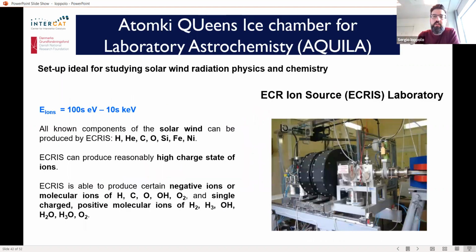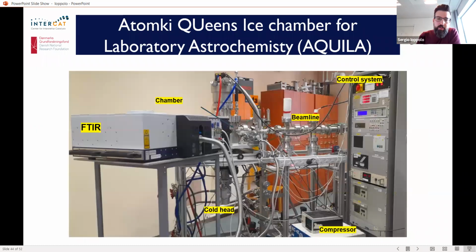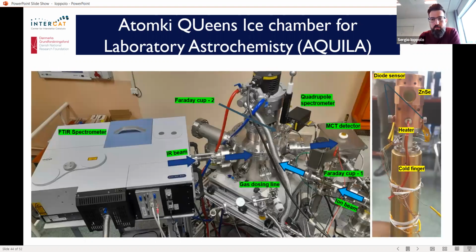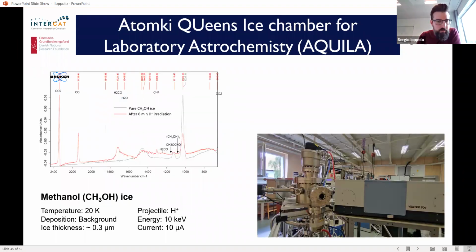So the other chamber that we have at Atomki is to study the solar wind effects, and it's a very similar chamber to the one that I showed you before. These are just some nice pictures of the chamber. I'll go a bit quickly because I know that I'm running out of time. And we again tried methanol irradiation, and those are the first spectra that we acquired.